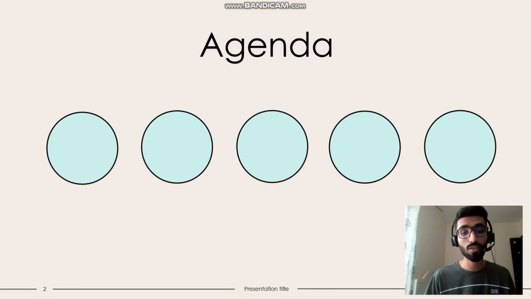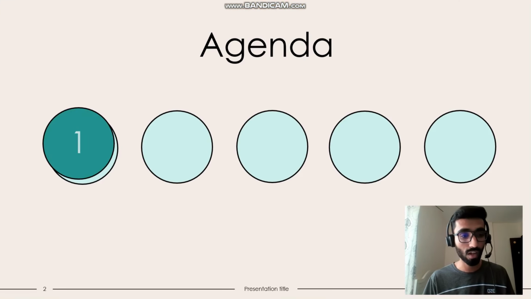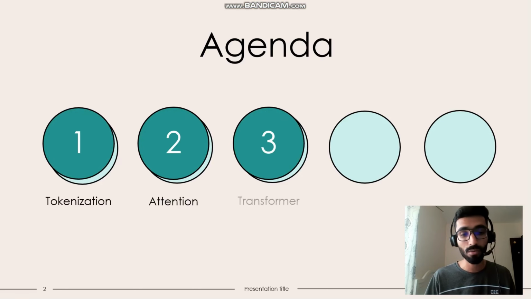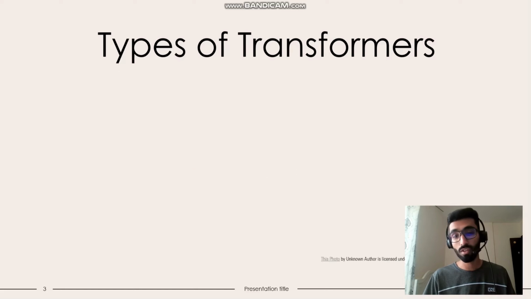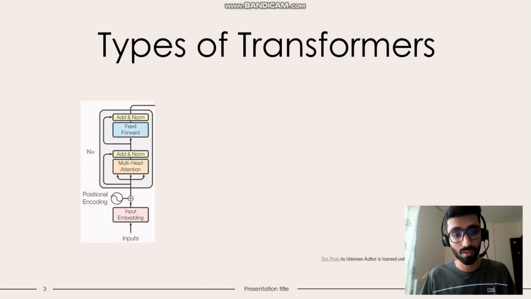First of all, let me tell you the agenda of this video. First, I will let you know about tokenization, then attention mechanism, then transformers, then model training, and the last one will be the final output. Before going to the LLM stuff, you have to know the types of transformers. There are actually three types of transformer.